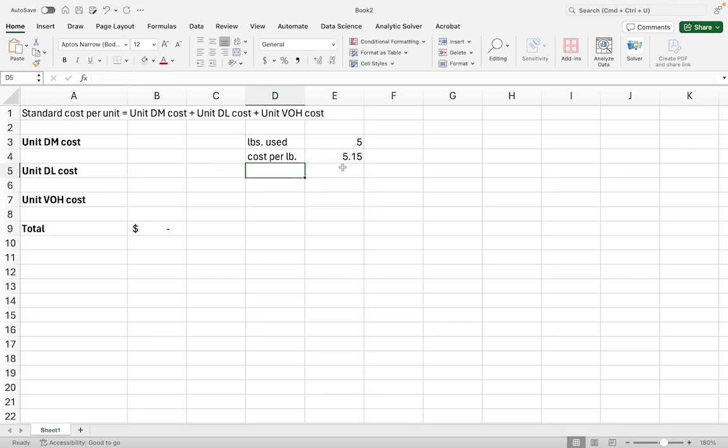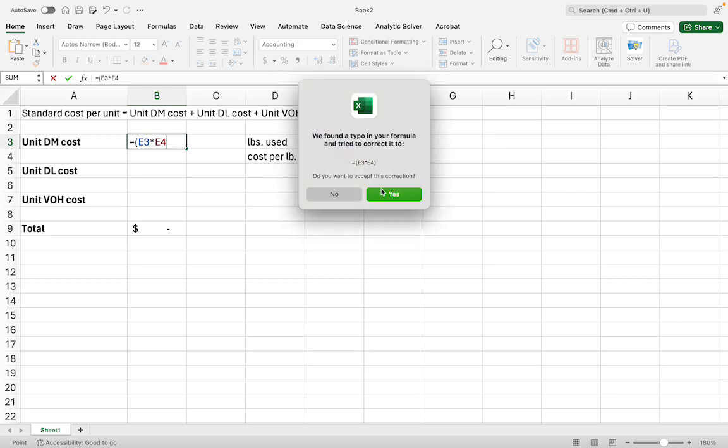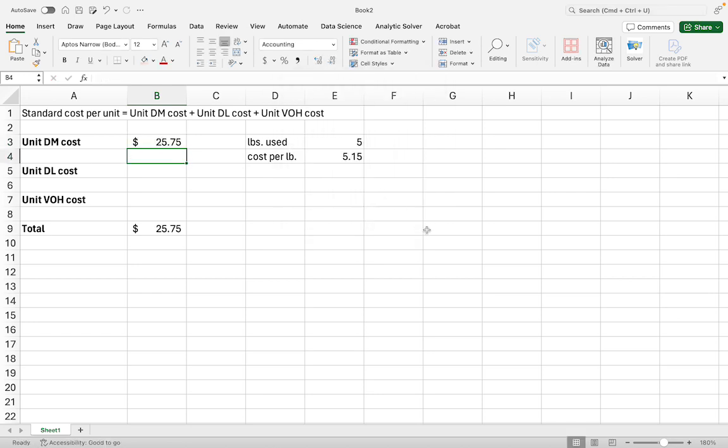And so that's going to come out to be $5.15 per pound. So the unit direct material cost is going to be equal to the pounds used times the cost per pound. And here we'll get a total of $25.75.